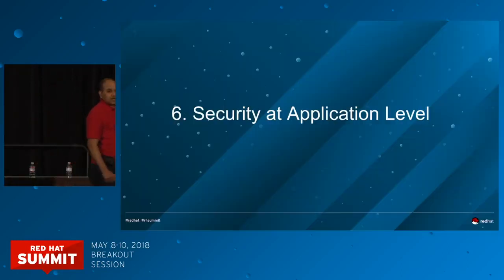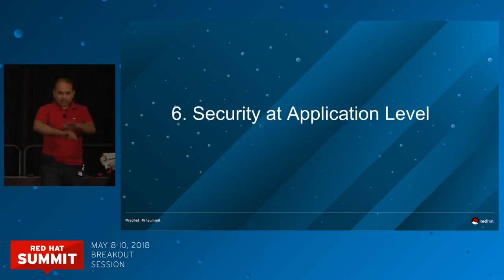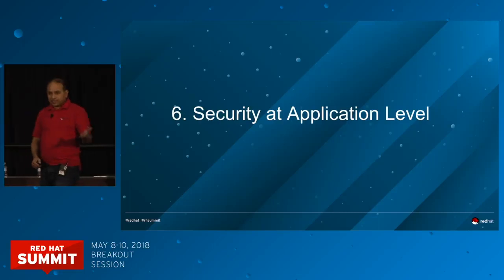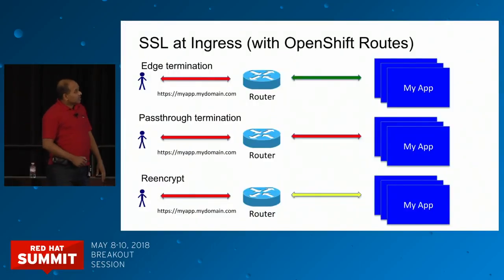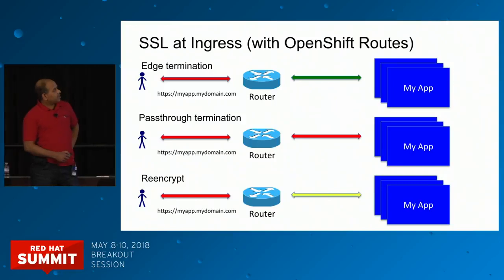Next, coming to the application level. We talked about the bottom levels, but what about the developers building applications, what they can do in terms of network security for the apps? We talked about the router and the routes, right? Can I do SSL for my applications? Absolutely. And there are 3 different possibilities there.